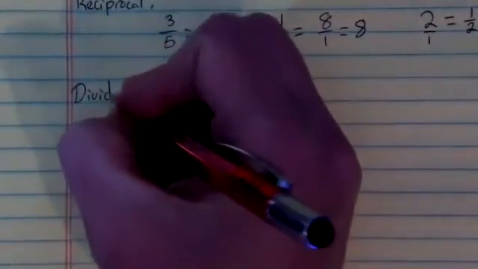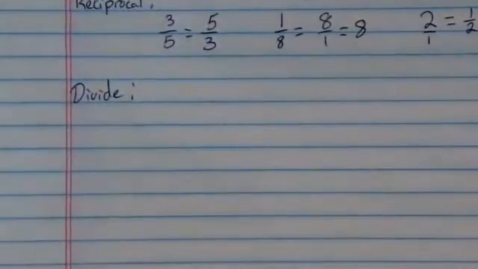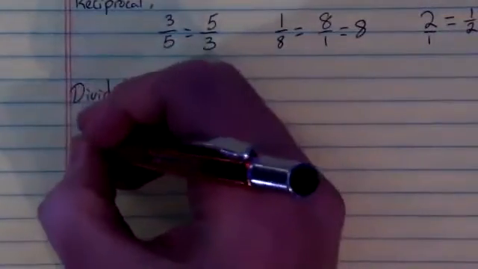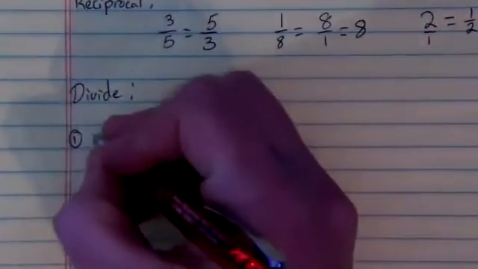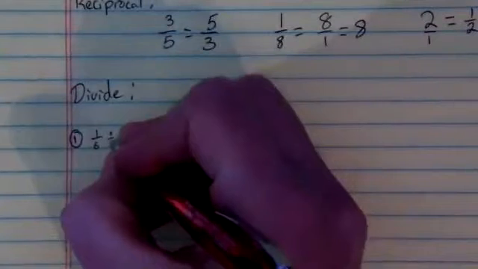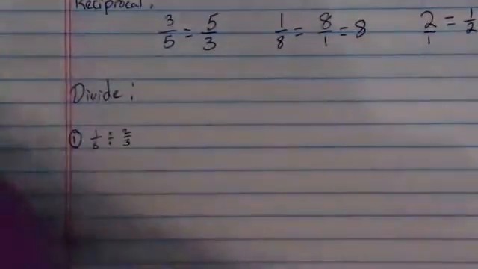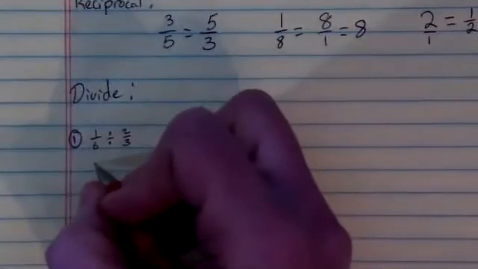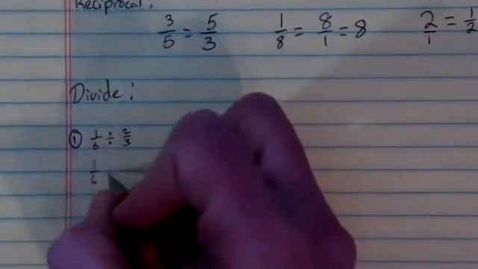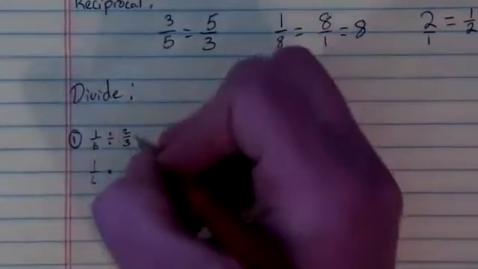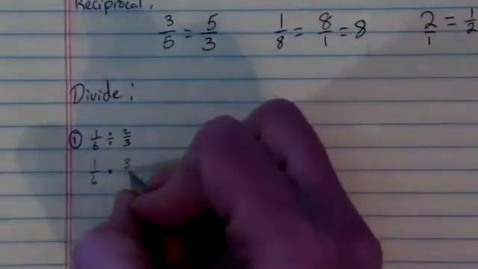All right, so I'm going to zoom in right here. Let's talk about dividing. So number 1 is 1/6 divided by 2/3. I don't have any mixed numbers I need to convert, so now I just do keep, change, flip. I'm going to keep my first fraction, 1/6. I'm going to change division to multiplication, and then I'm going to flip or find the reciprocal of my second fraction, which is 3/2.